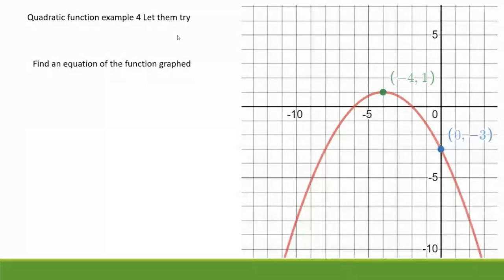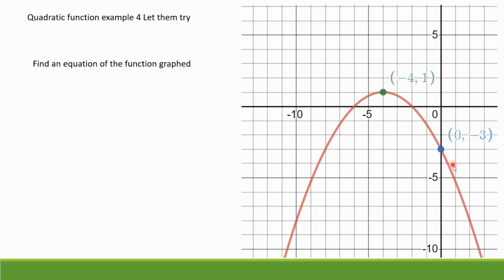Okay. So again, we want to find an equation for the function that's graphed here. I did give it away already, but the vertex is, as you can see, (-4, 1). The vertex is where the graph changes direction. If you imagine yourself walking along the graph, like walking on a trail, notice how we change direction at the vertex, at this point.